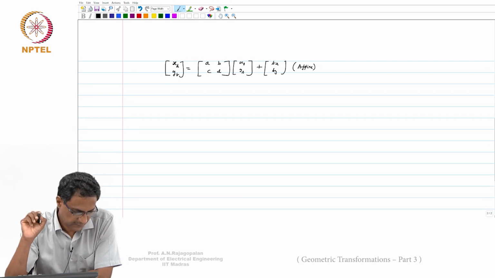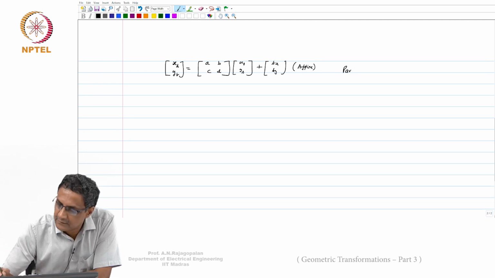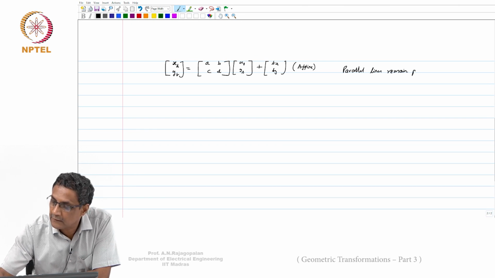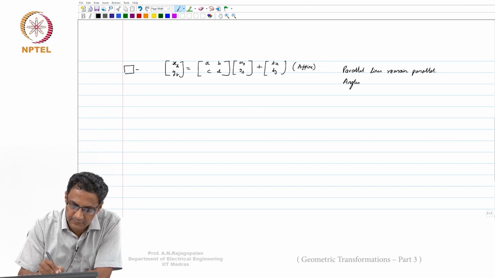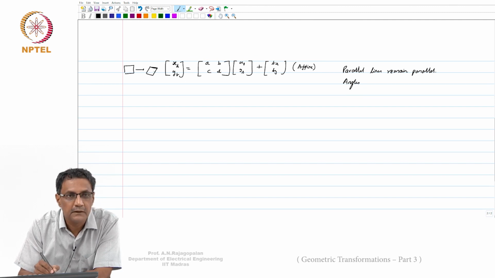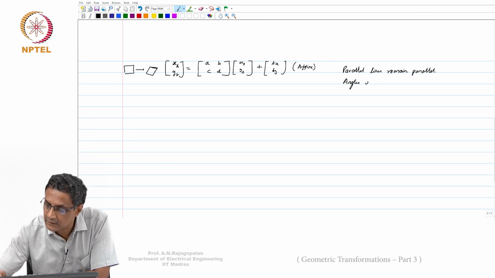What it can do: parallel lines remain parallel, angles are not preserved. So what it can do is take something like this and do something like that. Parallel lines remain parallel, but the angles can change. If this was a right angle, this need not be a right angle anymore. Angles are not preserved.